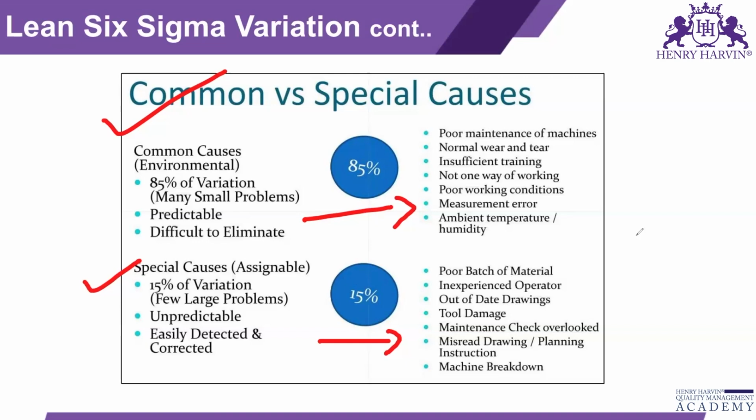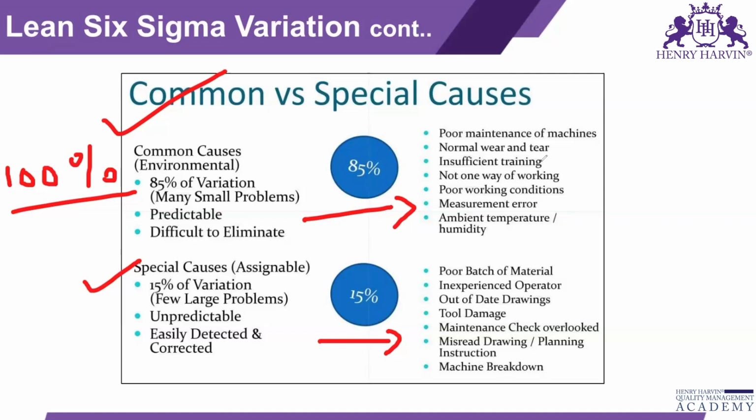Next person, please. Special causes are assignable, 15% of variation, few large problems, unpredictable, easily detected and corrected. A few examples are a poor batch of material, inexperienced operator, out of date drawings, tool damage, maintenance check overlooked, misread drawing or planning instruction, machine breakdown.